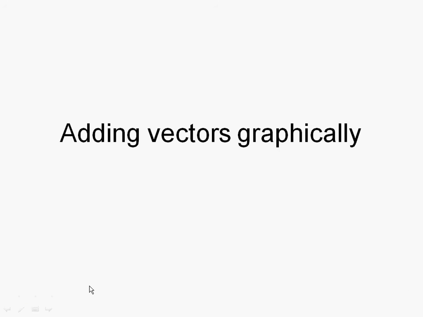Let's look at adding vectors graphically. This is Chapter 5, Section 5.1. And this is when I want you to use a ruler and a protractor to add two or more vectors together. So here are the steps.